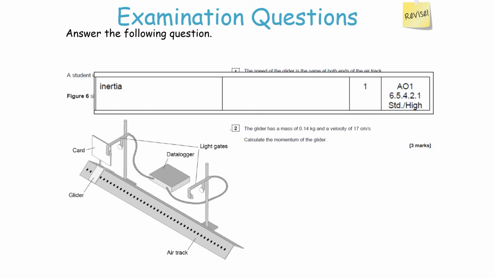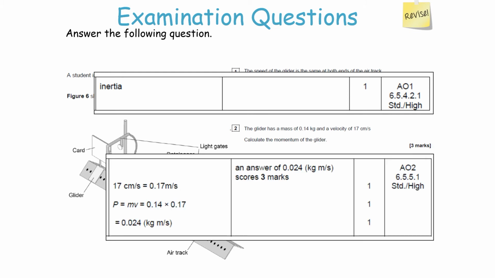The first one is you've got to remember and recall the equation for momentum. The equation for momentum is mass times velocity, so p equals mv. The next thing is you look at the units of the question. Now we normally work with mass in kilograms, so that's fine, 0.14 can be used in your calculation, but we don't work in centimeters per second, we work in meters per second. So the first job is to convert centimeters per second into meters per second. So momentum is equal to mass times velocity, then place the values into the equation, so it's 0.14 times 0.17, so the answer is 0.024 kilogram meters per second.